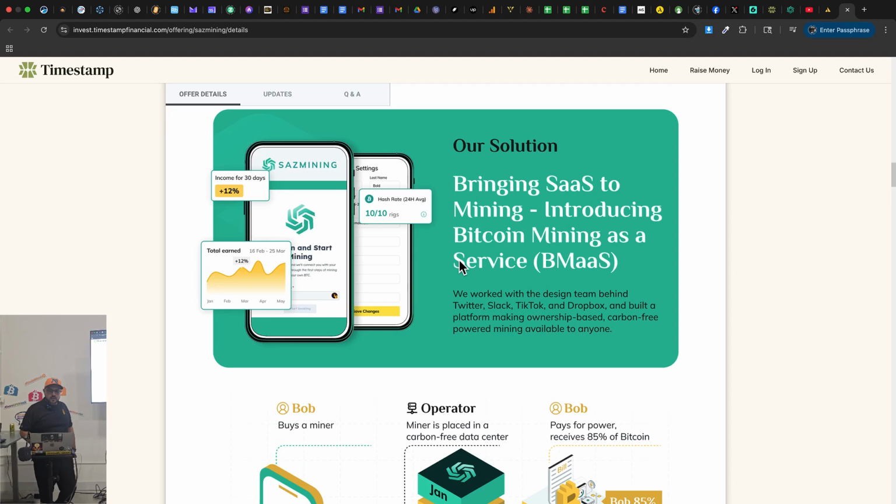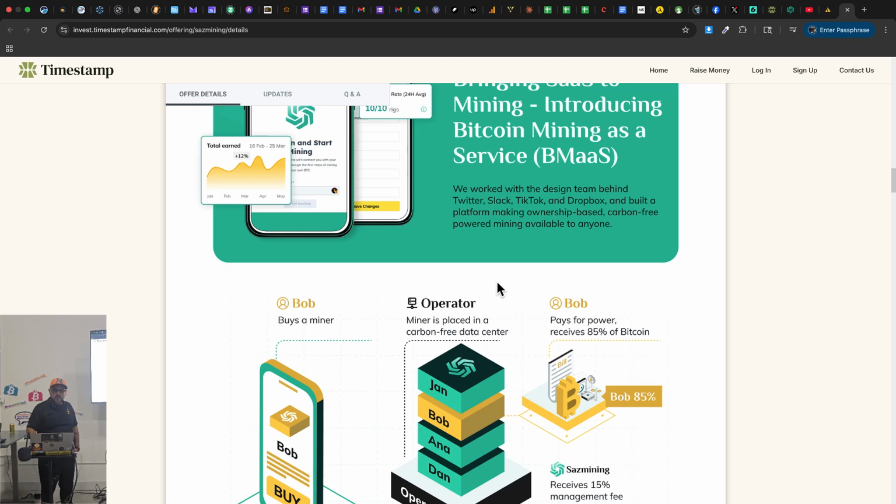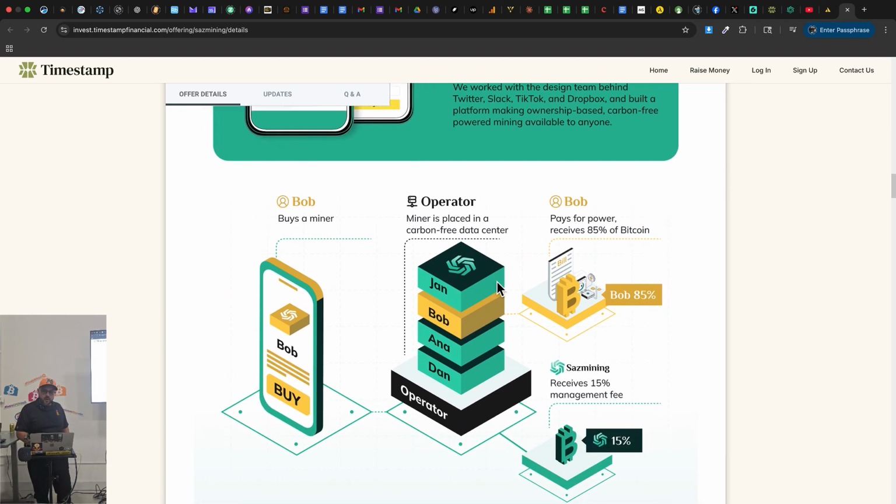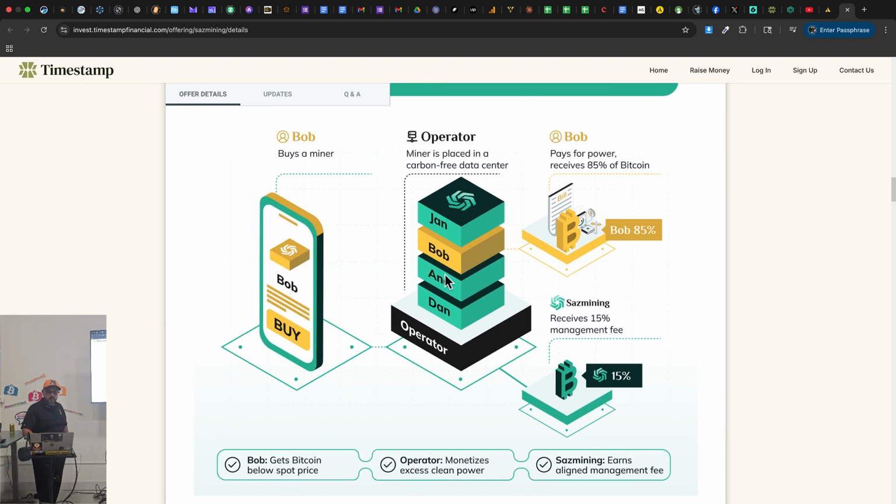And I actually want to kind of jump through this in a different order, because I want you to understand what SAS Mining actually is first before I tell you how you're able to be a part of what they're doing. So I mentioned software as a service, and they're coining Bitcoin mining as a service, which I think is really cool.